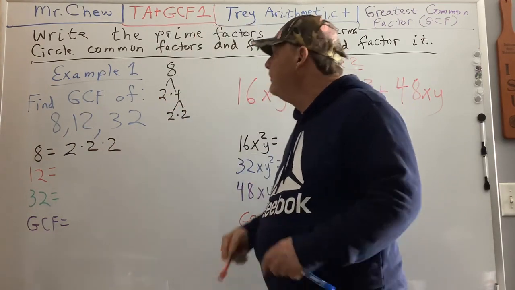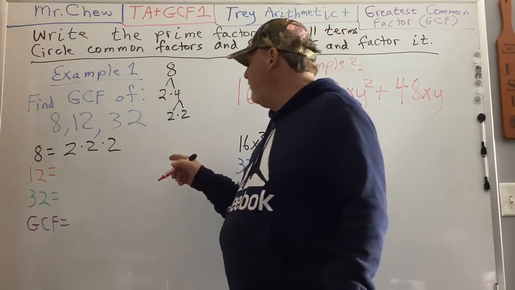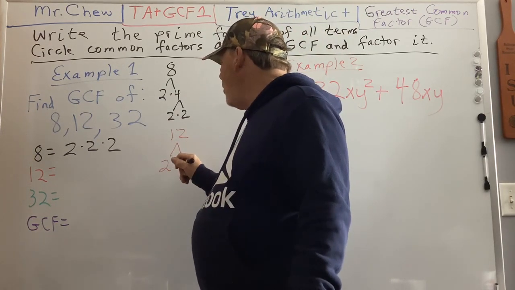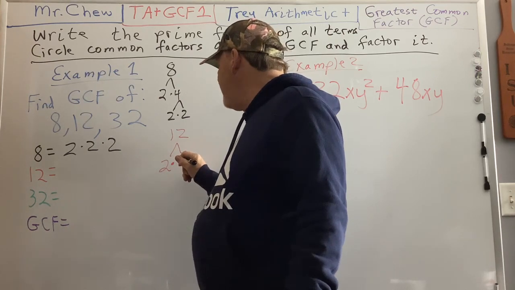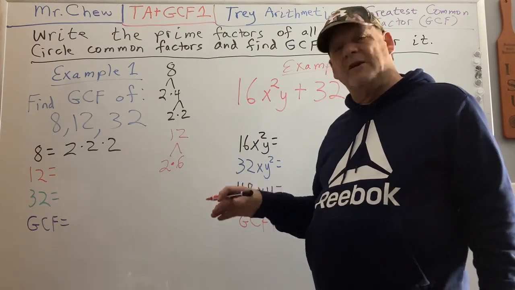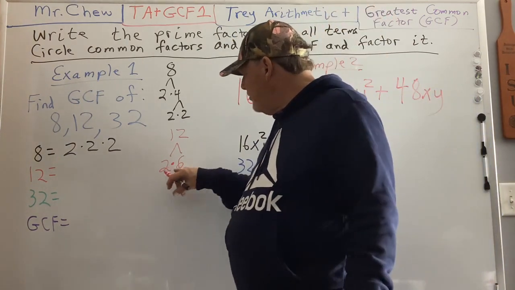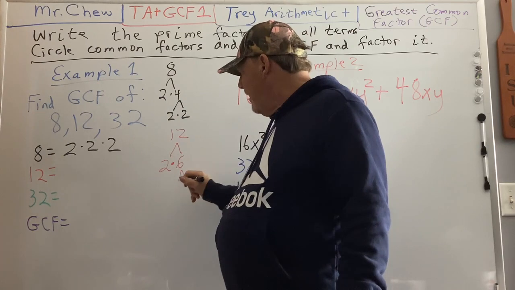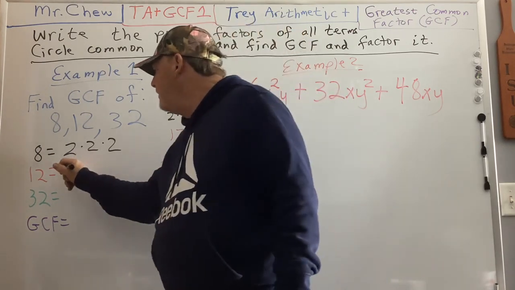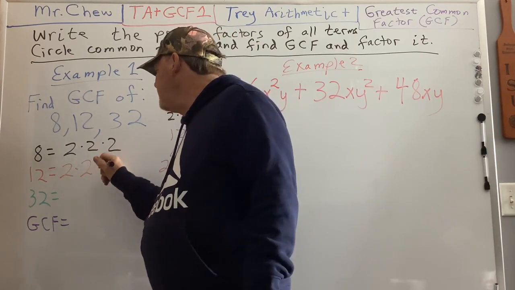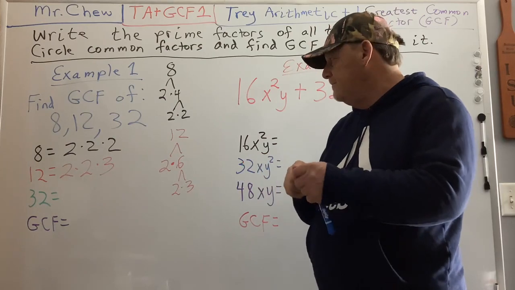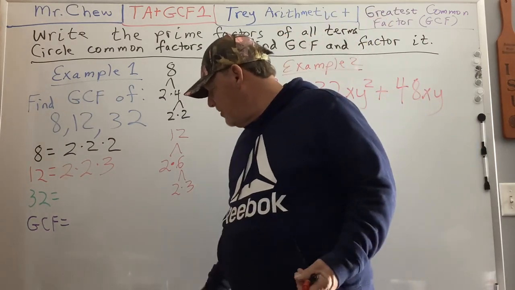All right. Now we're going to go to 12. I always factor out and divide by the smallest prime number when I'm doing this. It just makes it easier. And then 2 times 6 is 12. And then the 6 is 2 times 3. These are all primes. Now when I was teaching this in middle school, I'd have them circle those primes. Just something else that you can do.